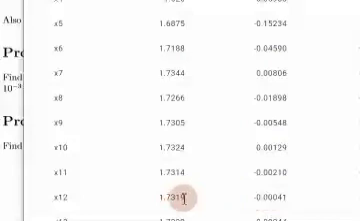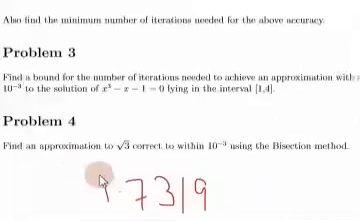Therefore, this is the midpoint. Therefore, this one is an approximation to the square root of 3. Then the answer is 1.7319. This is an approximation to the square root of 3.